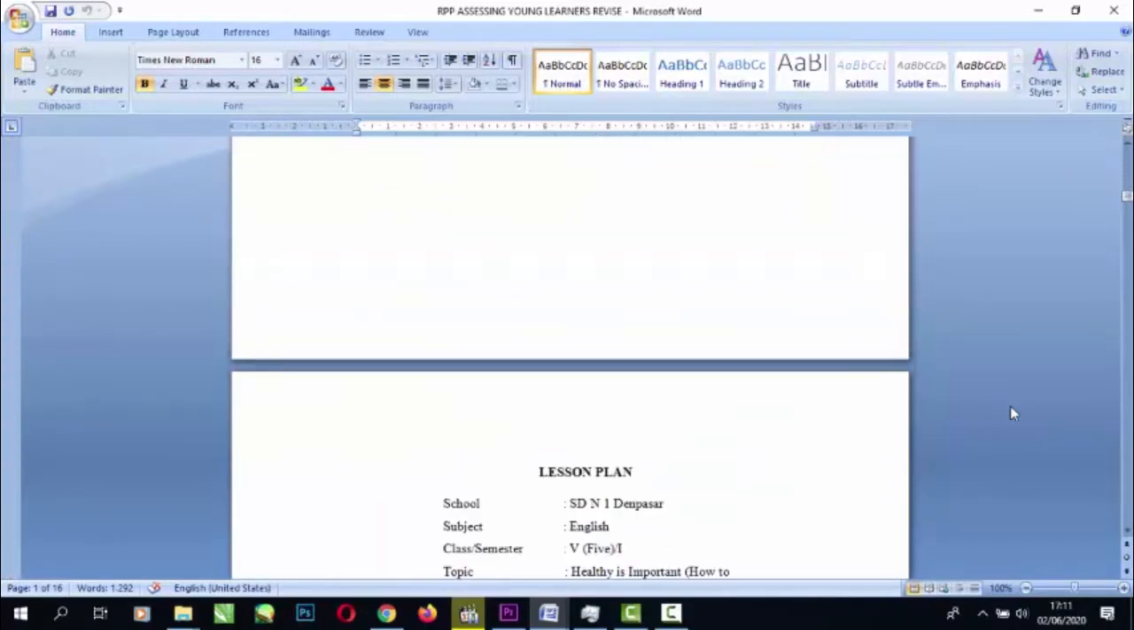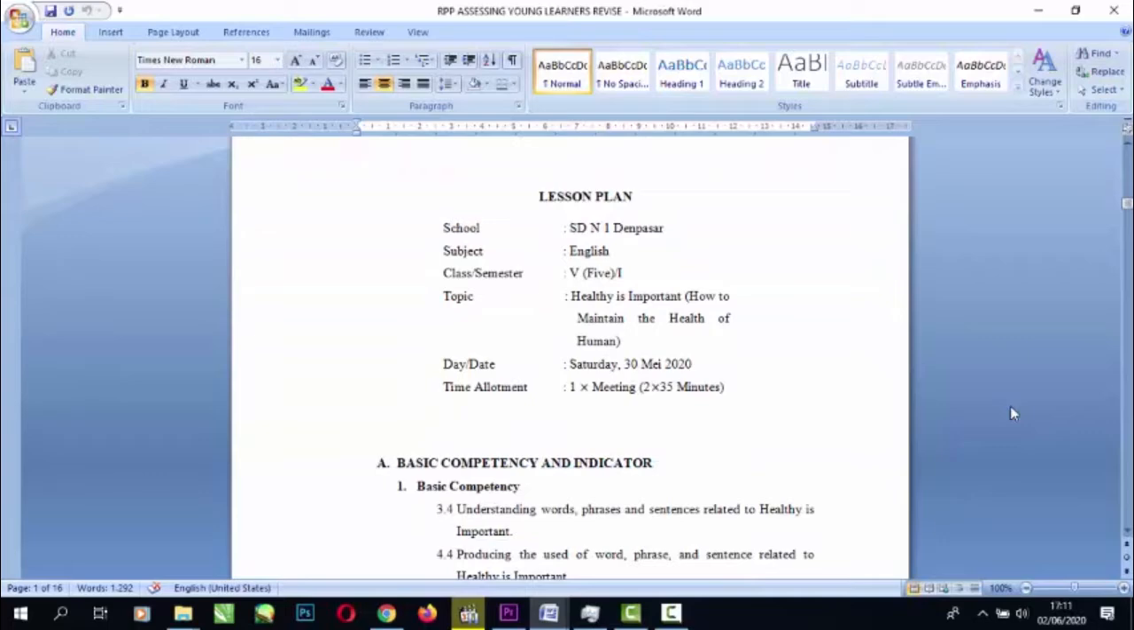The topic of the lesson plan is healthy is important: how to maintain the health of humans. Time allotment is 1 meeting. For the basic competency and indicator.